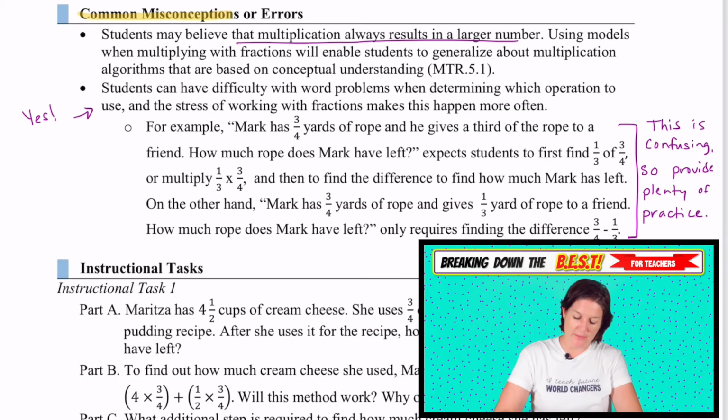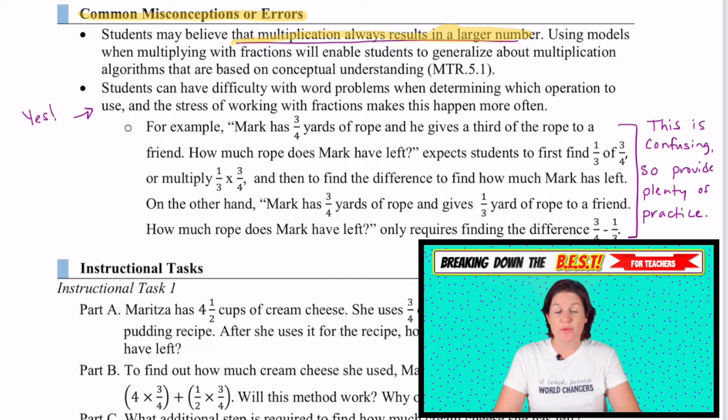Here for common misconceptions or errors, it says that students might believe that multiplication always results in a larger number. And this is true, and in 5th grade we really try to target that predicting the relative size of fractions, which is coming up. I believe it's the next standard where we're predicting the relative size, because when you're multiplying by a fraction less than 1, it will result in a smaller number.